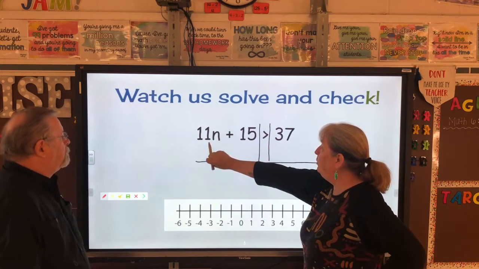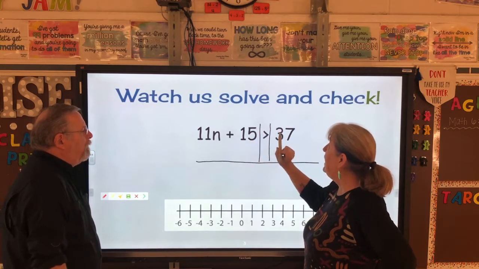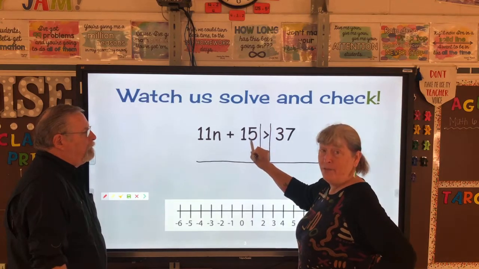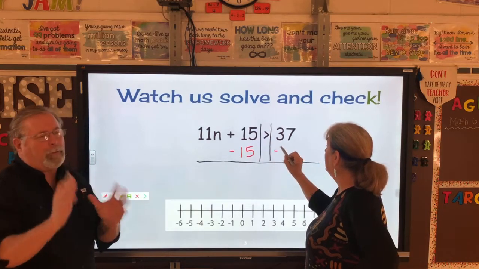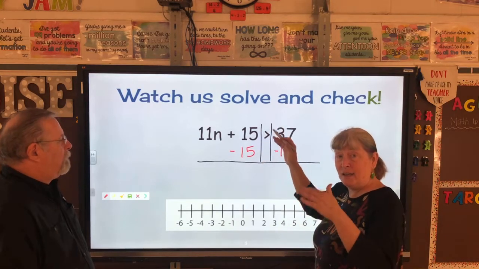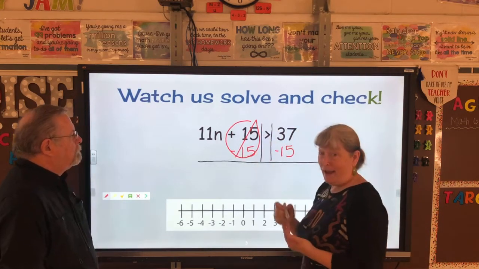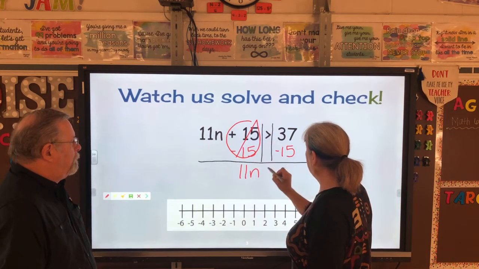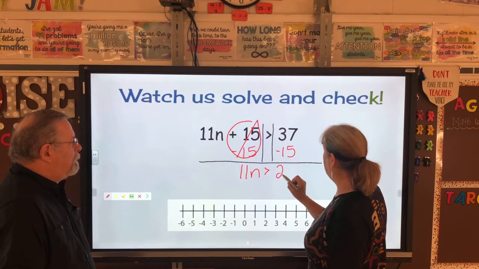All right, so I'm going to look here at the side with the variable. I have 11n plus 15 is greater than 37. So I know the first thing I have to do is get rid of the constant, which is the adding 15. Because just like in equations, what are you trying to do? Isolate the variable to one side. Keep them balanced, even though we know that in the end it's an inequality, we still keep it balanced. This creates a great big zero. They cancel each other out. The 11n comes down. The greater than sign comes down. And 37 minus 15 is 22.